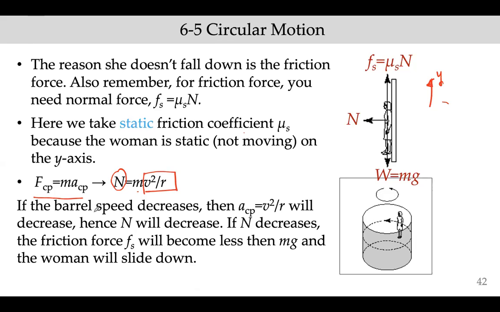What happens if the barrel speed decreases? Well, if this part decreases, by keeping everything else the same, well, mass is the same, radius is the same. So if the velocity decreases, hence, normal force will decrease. If normal force decreases, the friction force will become less than mg, because normal force going down, friction force is going down. Now, if this force is less than mg, the friction force will not be able to support mg. And then in that case, the woman will start sliding down, and in fact, she will fall down.